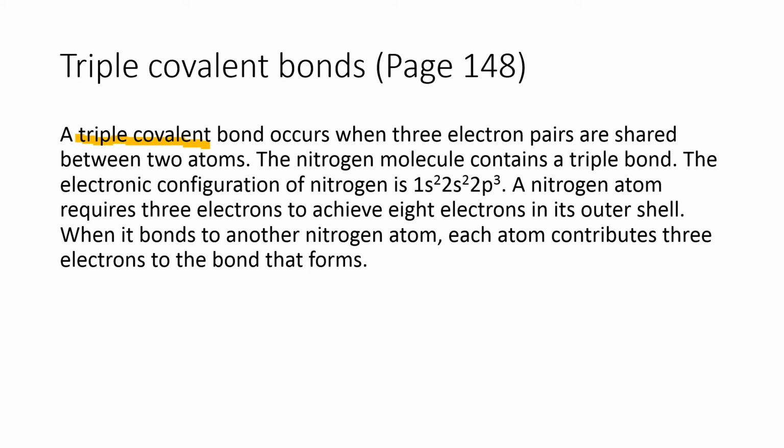So it says here, when it bonds to another nitrogen atom, each atom contributes 3 electrons to the bond that forms. I'm reading the last sentence of this paragraph. Each atom contributes 3 electrons, which means that eventually they will have 8 valence electrons. 5 plus 3 is 8. I'm just going to move on to the next slide to show you more about nitrogen, and it will make more sense when I show you the diagram.